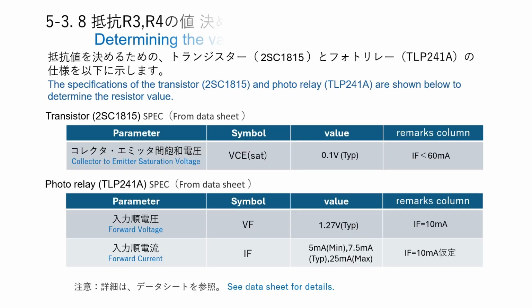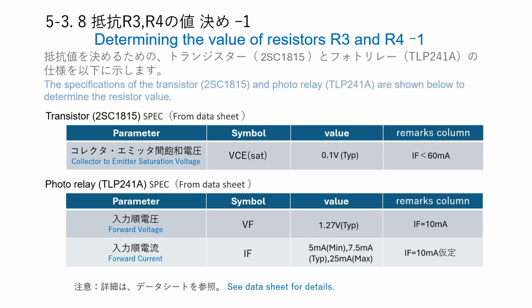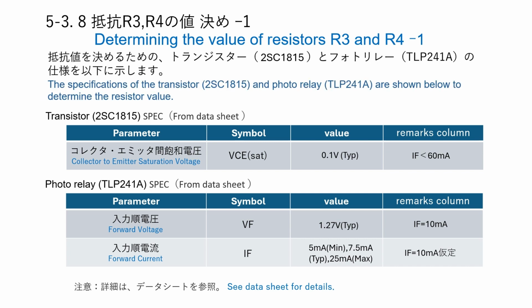5-3.8 Determining the value of resistors R3 and R4-1. The specifications of the transistor 2SC1815, and photo relay TLP241A, are shown below to determine the resistance value. Transistor 2SC1815, from datasheet. Collector to emitter saturation voltage, VCE 0.1 volt.